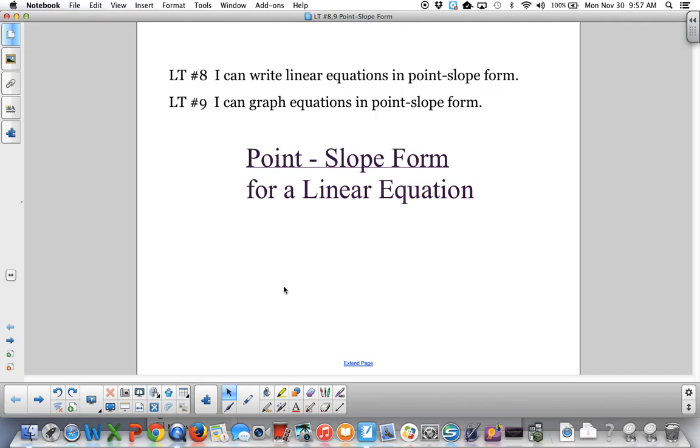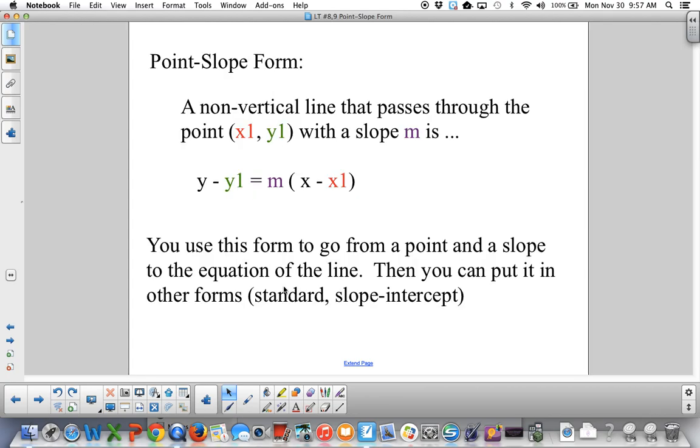This movie is for learning target 8 and 9, writing equations in point-slope form. Point-slope form is for a non-vertical line that passes through a point, x1, y1, with a slope of m. This is the equation that we're going to use. So we're going to take the point that we have and the slope and put it in this form, where it's y minus y1 from the point equals our slope times x minus x1 from the point.